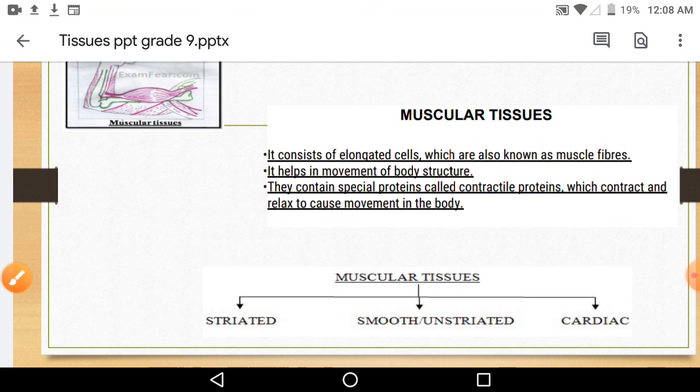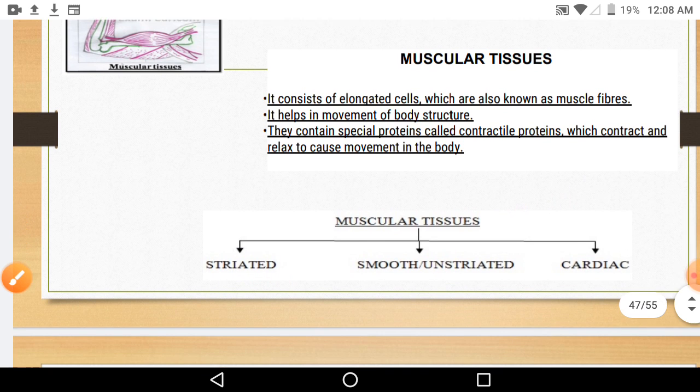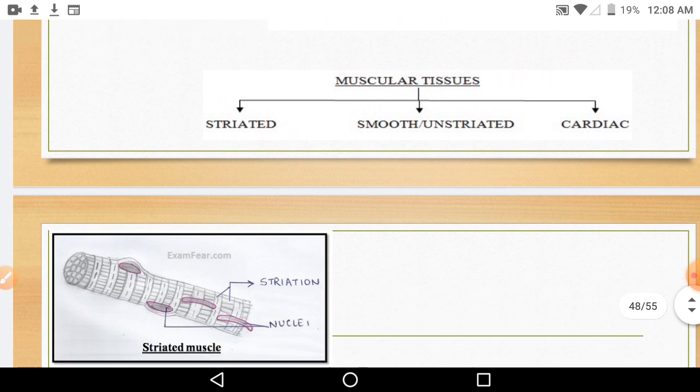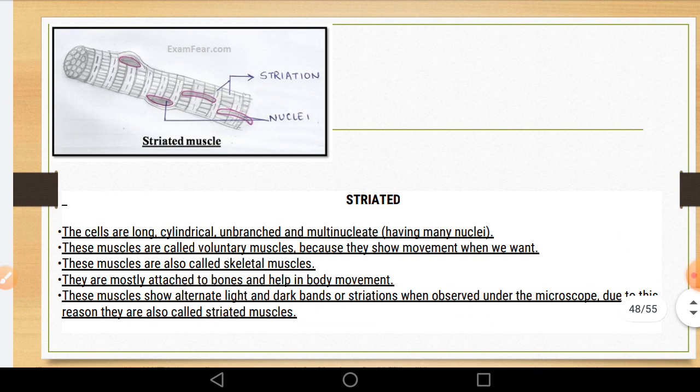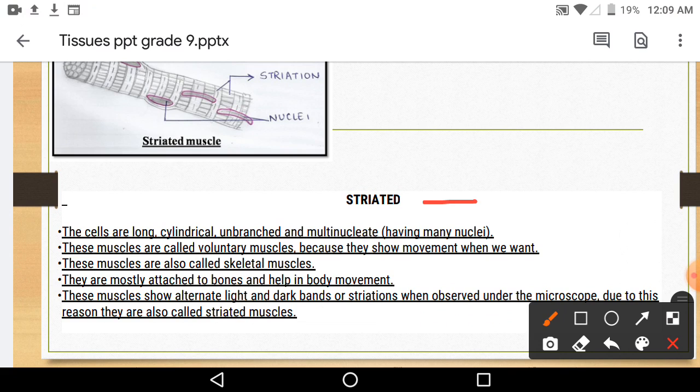Now muscular tissue is again of three types: striated, smooth, and cardiac. So three types of muscular tissue: striated, unstriated or smooth, and cardiac tissues. Now let us see the striated. These cells are long, unbranched, and multinucleated. That means they have many nuclei. These muscles are called voluntary muscles because they show movement when we want. That means these movements are possible with our consent. If we wish to do, we can move.